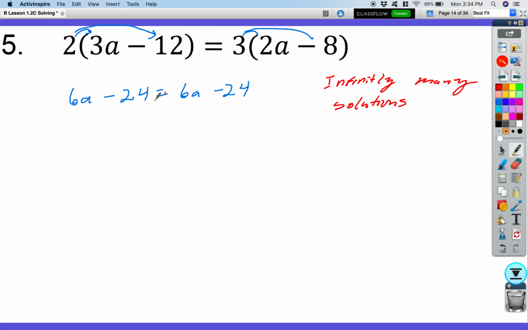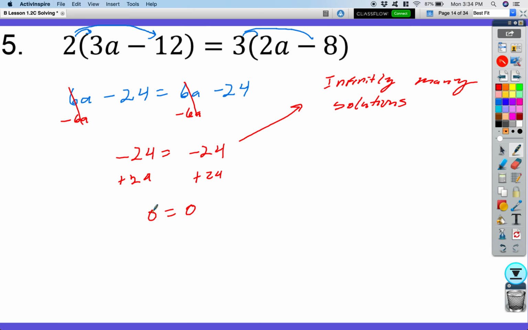So let's go ahead and see if I solve this. If I minus 6a minus 6a, my variables cancel and I'm left with negative 24 equals negative 24. I have no more variables and I'm left with a true statement. That's how you know it's an infinitely many. Sometimes students don't see that right here and they add 24 on both sides. They get a little confused. Well, negative 24 plus 24 is 0. Same over here is 0, and that is also a true statement.